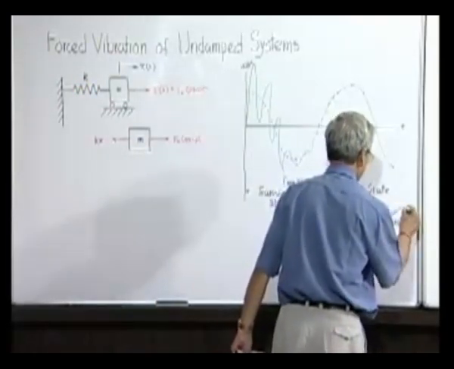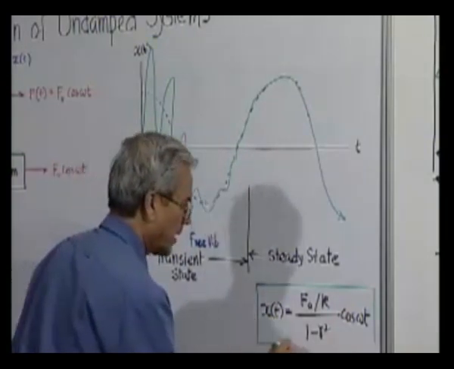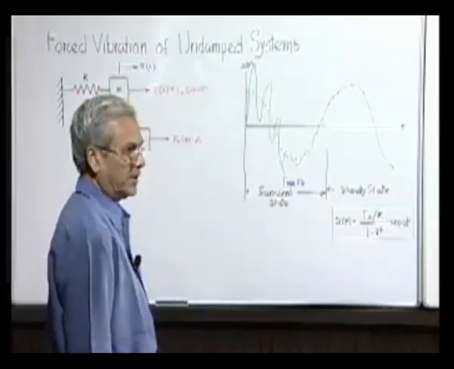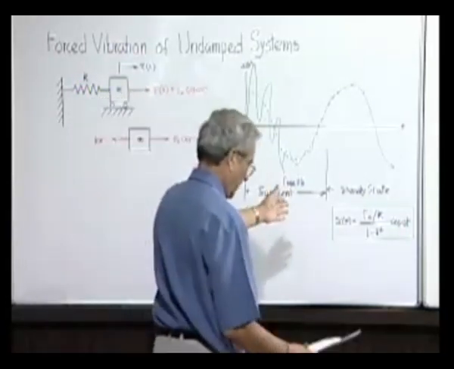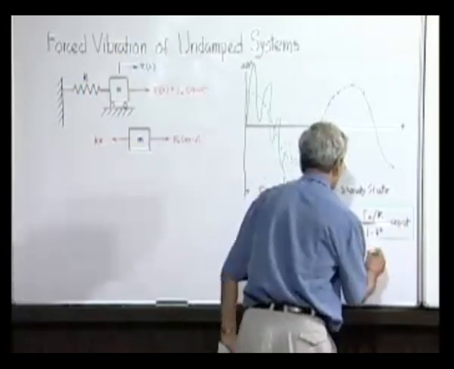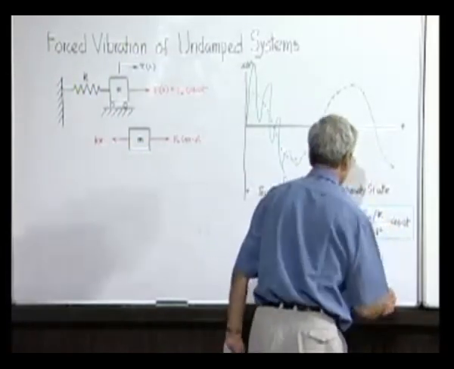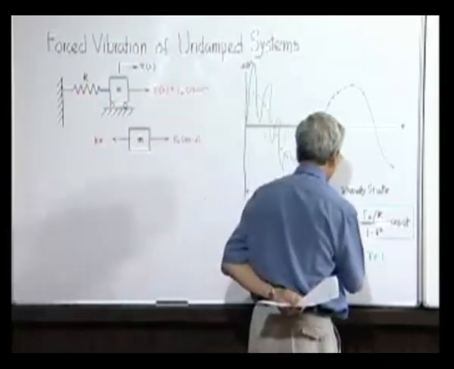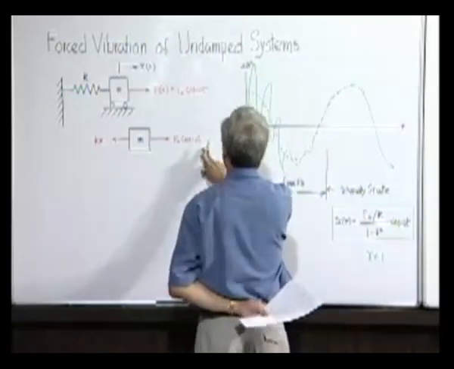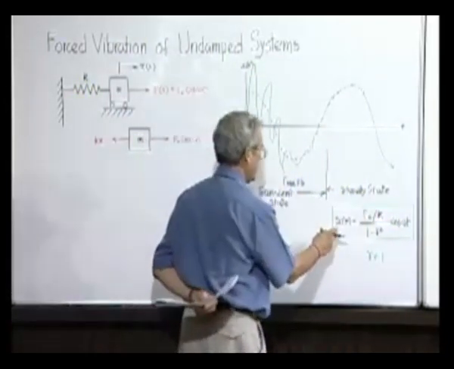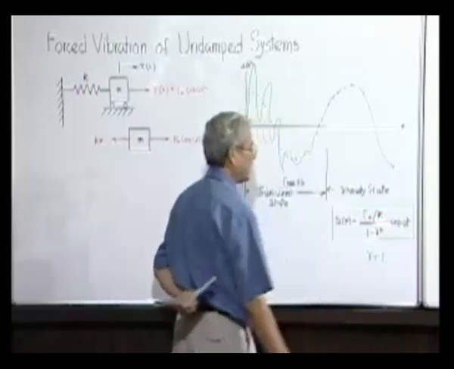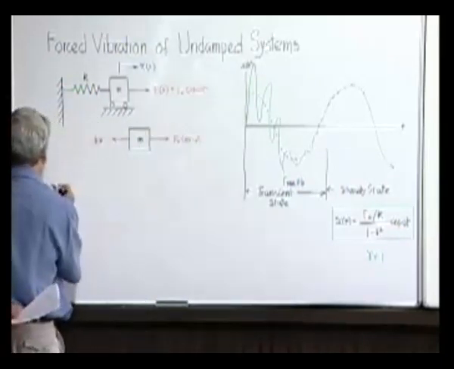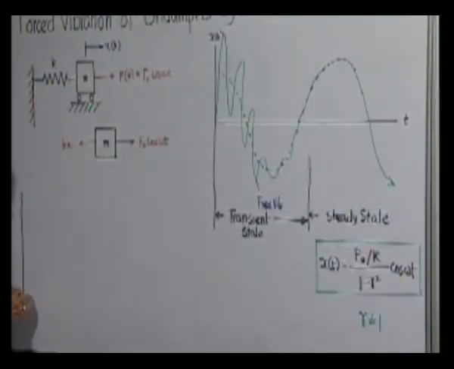So in general, our primary concern is the response of a system in the steady state, which in this particular case happens to be this. Of course, R is not equal to 1. Now you see this F0 by k. Here we find that the forcing function is F0 cosine omega t, and the response is also similarly some quantity into cosine omega t. So if we plot in the steady state, the response will look like this.